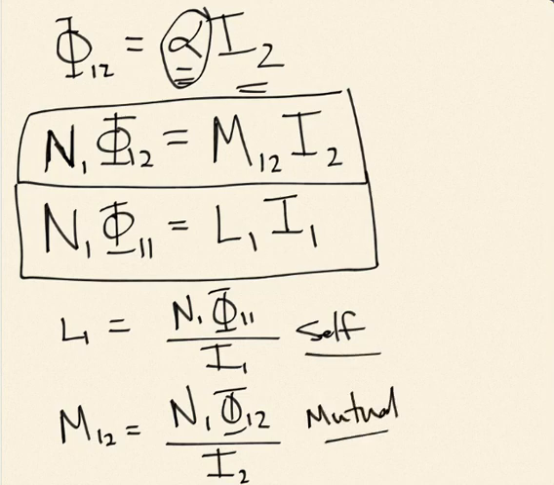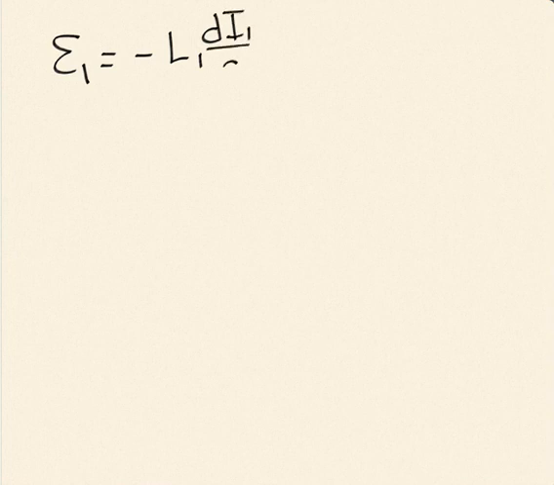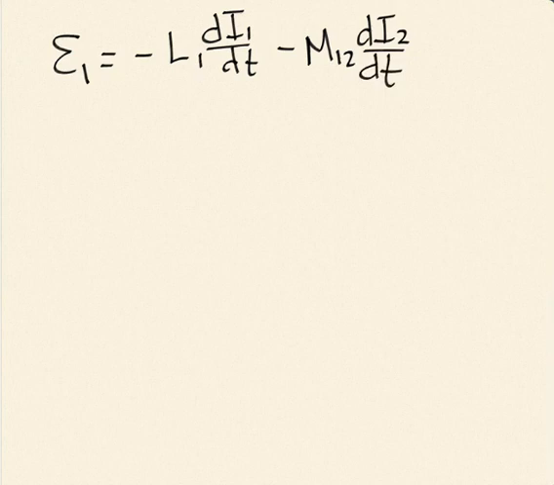And so using those definitions, I can write the EMF in coil 1. Now coil 1 might have batteries and other things in it, capacitors and who knows what. This EMF I'm writing down is due to the changing magnetic field in the vicinity of coil 1. So it's just that component. But you can write it down as minus L1 di1/dt minus M12 di2/dt. So I get an EMF in coil 1 due to changing currents in coil 1 and in coil 2.